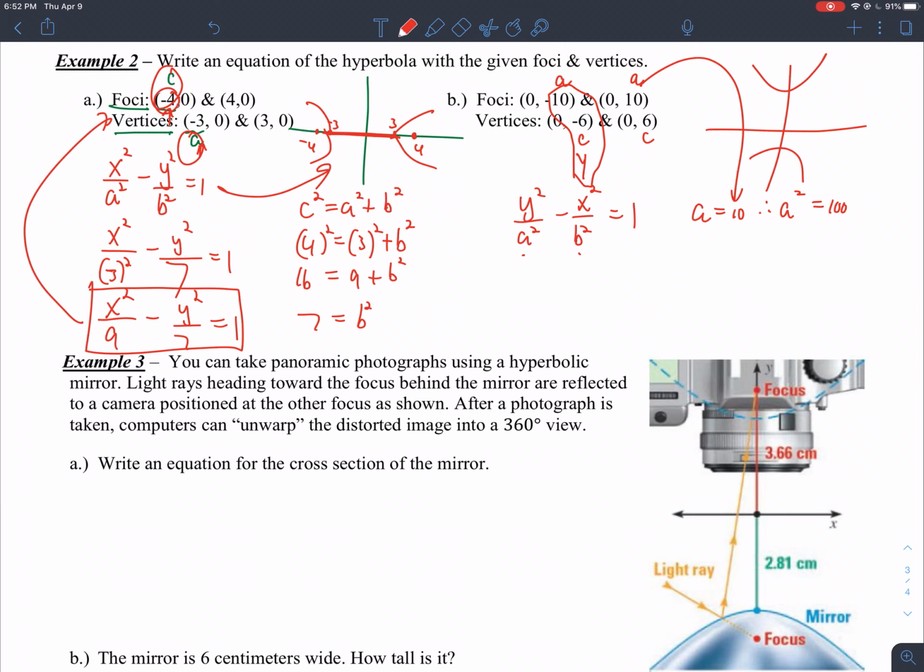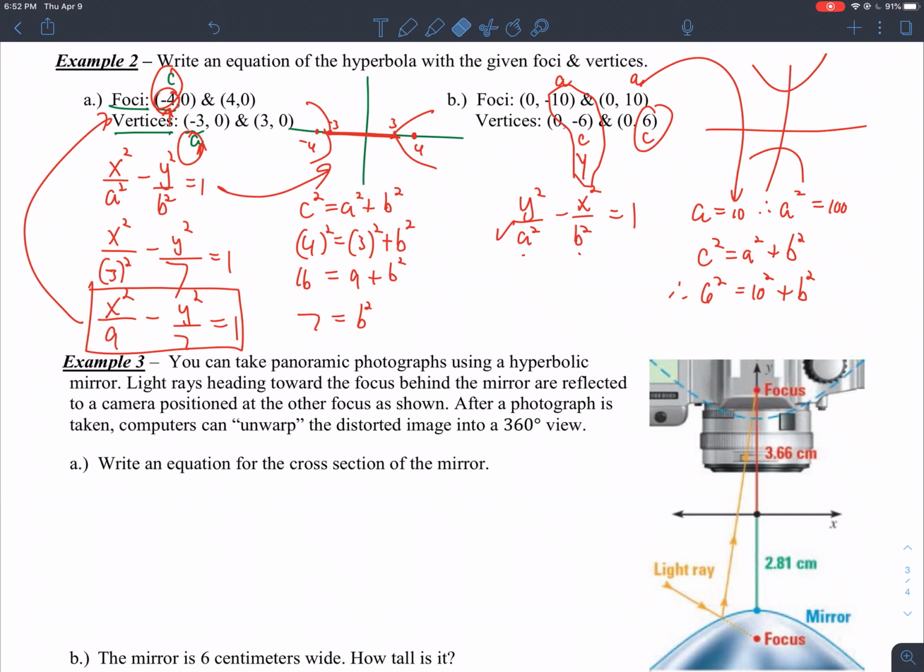Okay. So I know this, check. I have to find b, so you do the same thing. You do c squared equals a squared plus b squared, and you plug stuff in. Now what is c? C we said is 6, so 6 squared equals 10 squared plus b squared. Alright, what does that mean? That means that... did I switch that around?